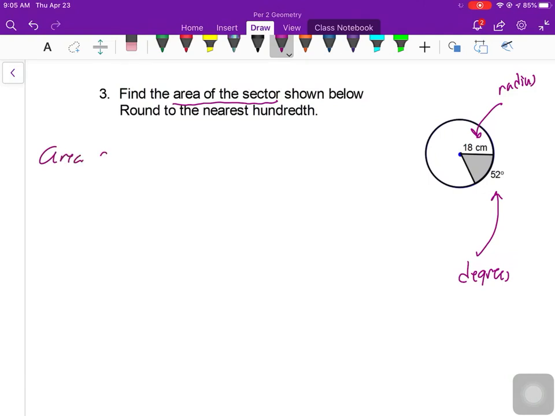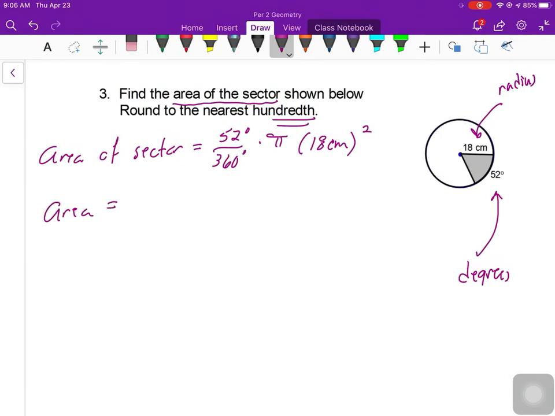So to find the area of the sector, we take the fraction of the circle. The fraction of the circle would be 52 degrees out of 360 degrees times pi times that radius squared. Once again, they asked us to round to the nearest hundredth. So for the area of this sector, when we put all of that into our calculator, we get 147.03 centimeters squared. Remember, on areas, the units are always squared.